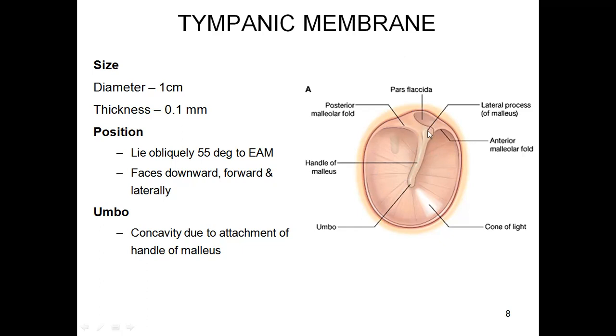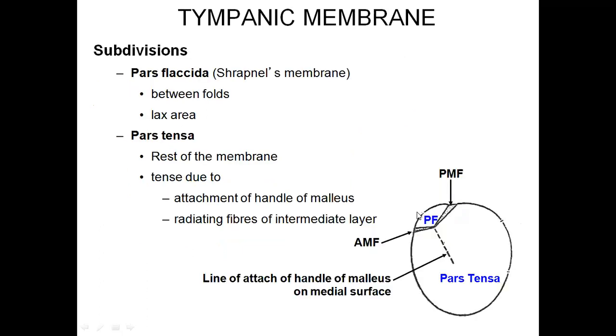Okay, so because of the attachment of the handle of malleus to the tympanic membrane, certain folds are formed. We have in front the anterior malleolar fold, behind we have the posterior malleolar fold, and above this fold, the tympanic membrane is loosely attached, you call it pars flaccida, and the rest of the tympanic membrane is tightly attached, you call it pars tensa. Pars tensa is tightly attached, pars flaccida is the loosely attached tympanic membrane between the anterior and posterior malleolar folds.